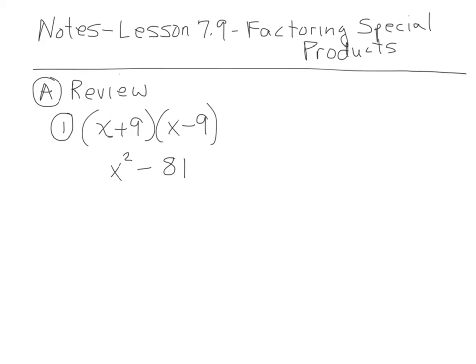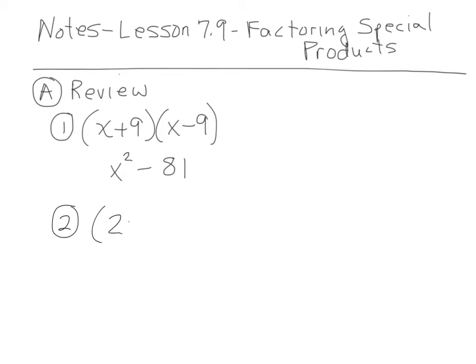If you don't believe me, go ahead. X times x is x squared. This would be a negative 9x, and then a positive 9x, so those turn up. When you add negative 9x with positive 9x, that's 0, so it drops right out, and then you get negative 81. Okay? All right, let's try another one.